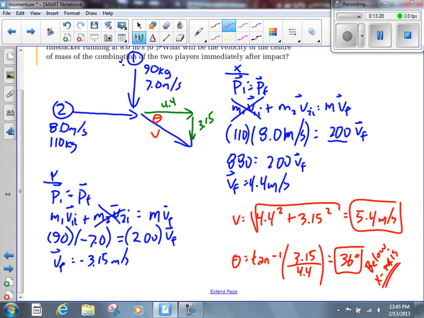Okay. So what do we got coming up on Friday? We got a quiz on Friday, quiz number 5. It's on conservation of momentum and elastic/inelastic collisions. We also have check and reflect questions due on Friday as well, right?